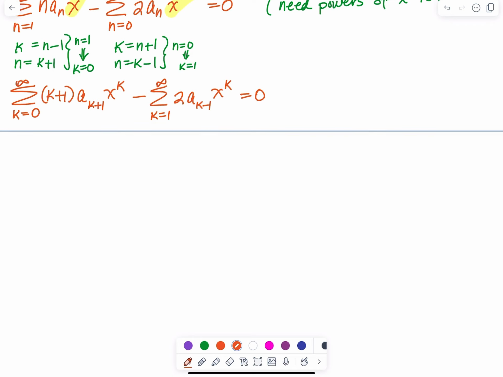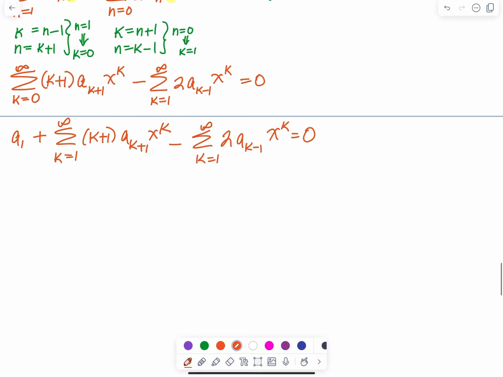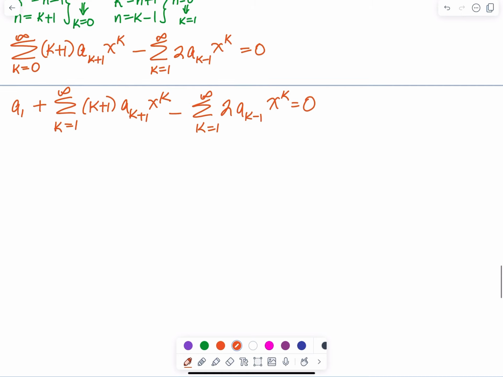So now let's remove the first term from the first summation. When k is 0, we have a sub 1. So now we can say that's a sub 1 plus the sum from k equal to 1 to infinity of k plus 1, a sub k plus 1, x to the k, minus the sum from k equal 1 to infinity of 2a sub k minus 1, x to the k. And now we can factor out x to the k. So we have a sub 1 plus the sum from k equal 1 to infinity of k plus 1 multiplied by a sub k plus 1 minus 2a sub k minus 1, all multiplied by x to the k, and that's equal to 0.